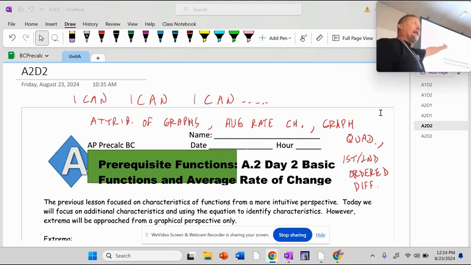But I can, right? Don't we always say I can statements at Lockport? Yay.